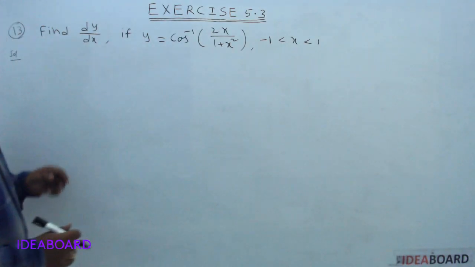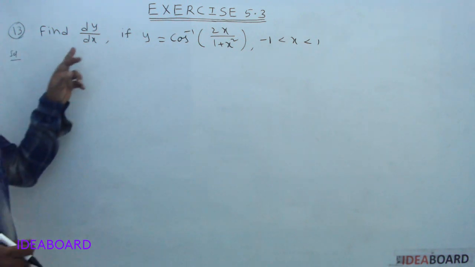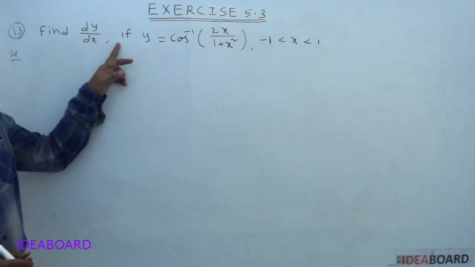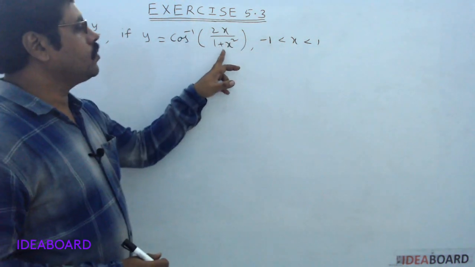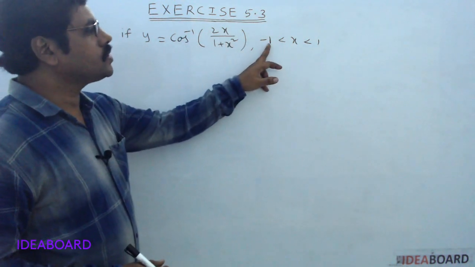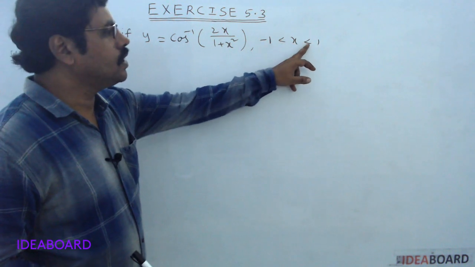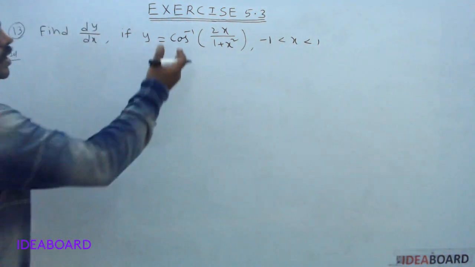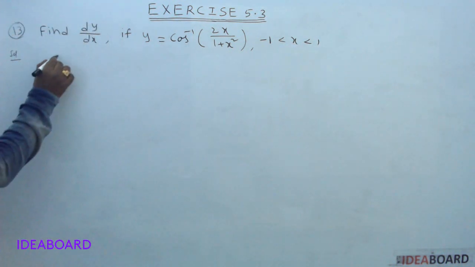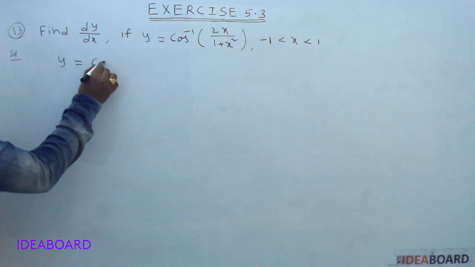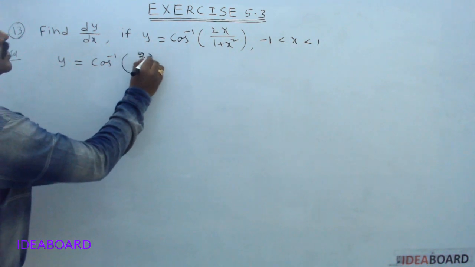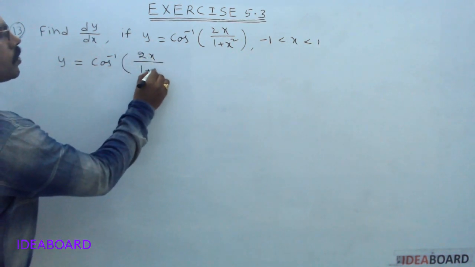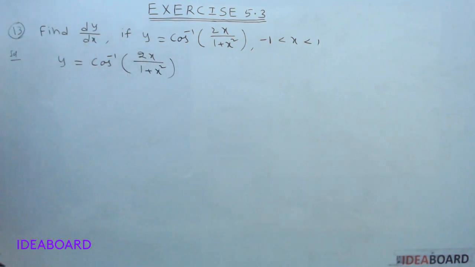Now see the next problem, the 13th one. Find dy by dx if y equals cos inverse of 2x by 1 plus x square, where minus 1 is less than x less than 1. First take the given equation: y equals cos inverse of 2x divided by 1 plus x square.